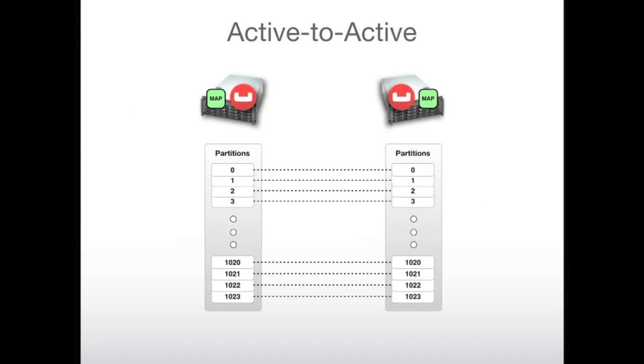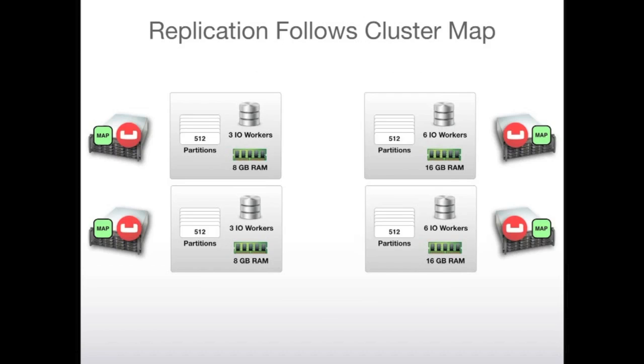The cluster map in reality: in this case we just have one node in each server, so all those partitions live on one server. That seems really simple, but in reality, each cluster could actually have a different map between the nodes and which partitions live on which node.